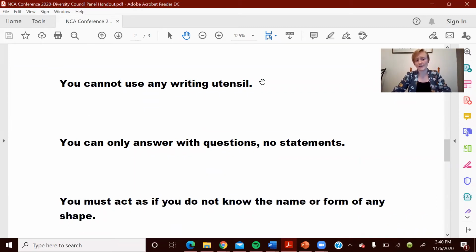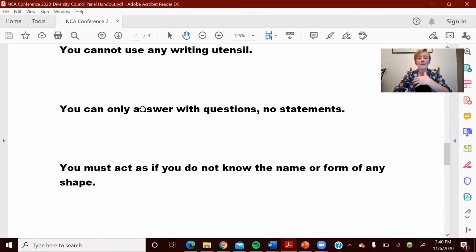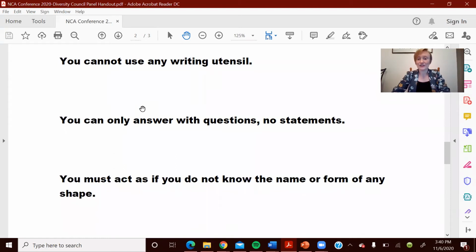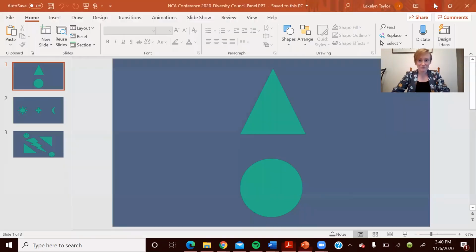Now, some of these I use strategically. So this one where it says you cannot use any writing utensil, I only gave to students who were facing the wall because they were the ones doing the drawing. And so once I passed around each of these, I allowed the students to look at them. And then I said, okay, now here we go. On your mark, get set, go. And I would put up, let's say, this first image.